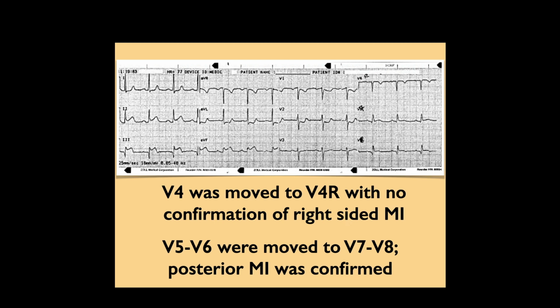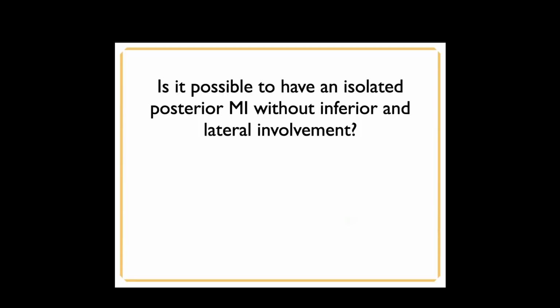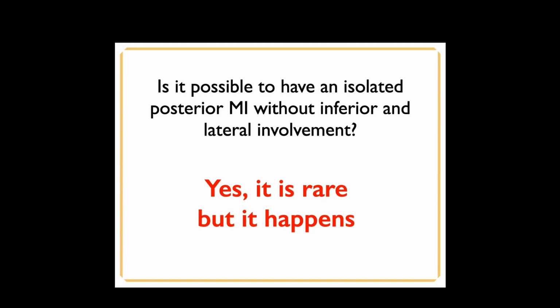Now, one thing you should know is that when you check for posterior, all you need is a tiny bit of elevation, maybe like half a box. So again, whether that's worth it, I probably wouldn't do it myself, with one exception. Is it possible to have an isolated posterior without inferior and lateral involvement? The answer is yes. It's pretty rare, because remember I said it's almost always associated with inferior or lateral or inferolateral.